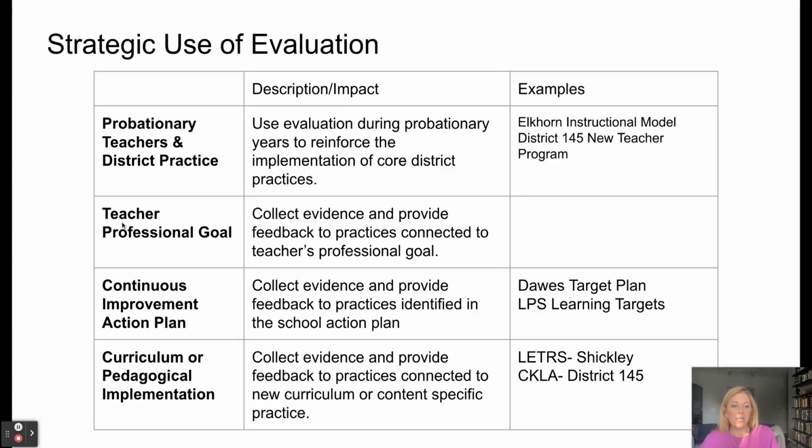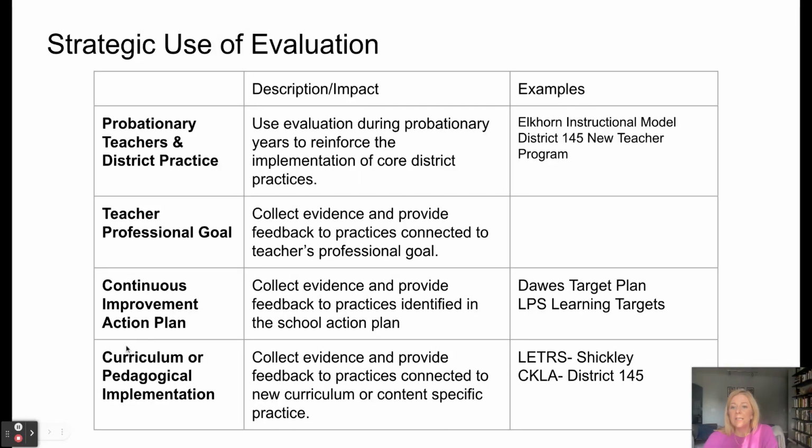Another approach would be just teacher professional goals. So going in and looking at what that teacher is working on or keeping something and always providing feedback to that. A lot of you suggested that and recommended it. It was unclear to me if any districts really are practicing this strategically.